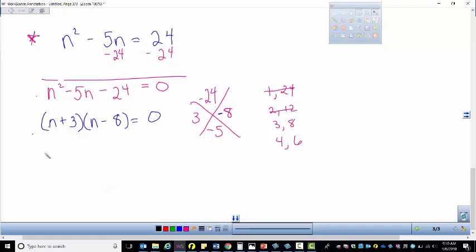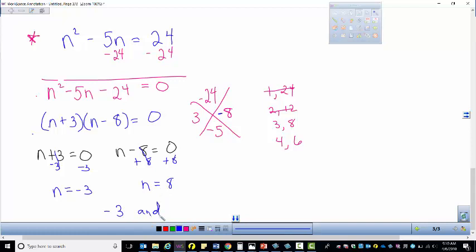And then my steps are to put each one equal to 0. So n plus 3 equals 0, n minus 8 equals 0. And now I do the opposite. So the opposite of plus 3 is minus 3. The opposite of minus 8 is plus 8. So you have negative 3 and positive 8 for your answers.